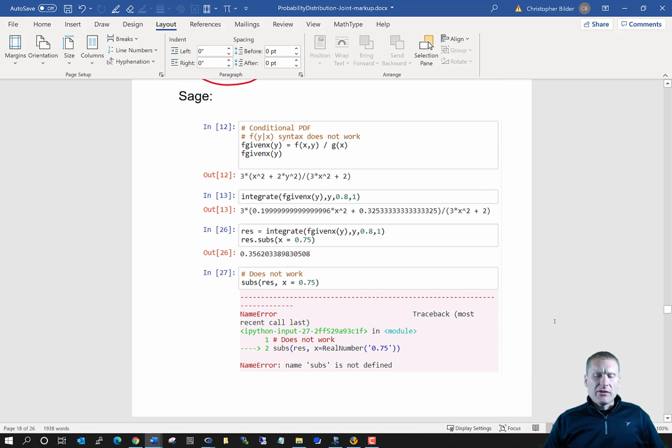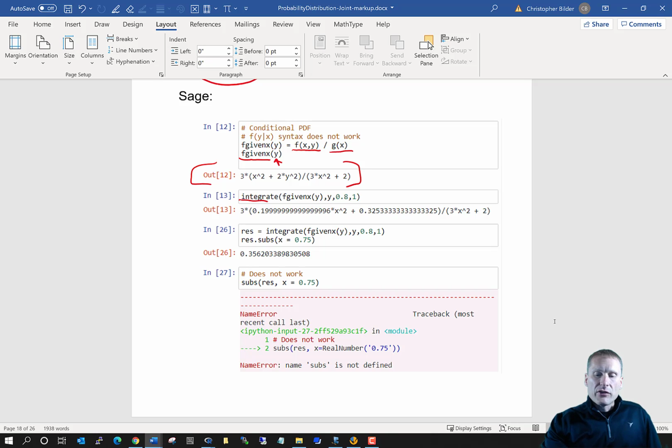How can I do this in Sage then? Unfortunately, there isn't a nice way in Sage to say, hey, I have a conditional PDF to work with. Instead, what I did here, for example, I created a function which I called f given x, where it's a function of y. And based upon what I had for f of x, y before, and g of x is what I had before, here is then the corresponding conditional PDF. Using that conditional PDF then, I can integrate just like I did before.